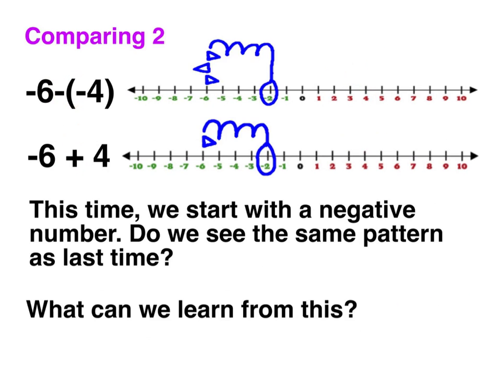Now, this time, we have a similar pattern. We have subtracting a negative compared to adding a positive, but we started with a negative number. We just want to verify that that wasn't just some random problem that happened to work, that it works with negative numbers and not just positive numbers starting. If we look at the number line diagram, we see the same pattern that we saw last time. So what we can learn is it doesn't matter what the starting number was. If we're subtracting a negative, that's the same as adding a positive.